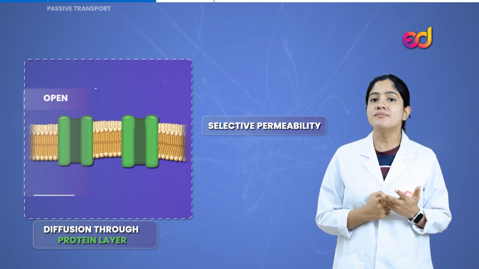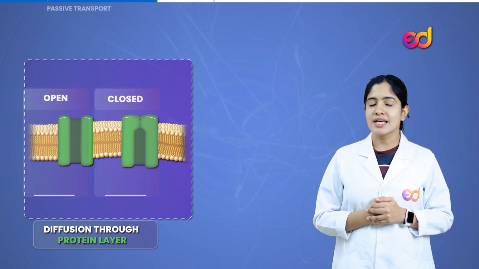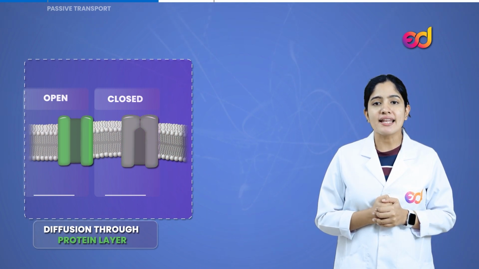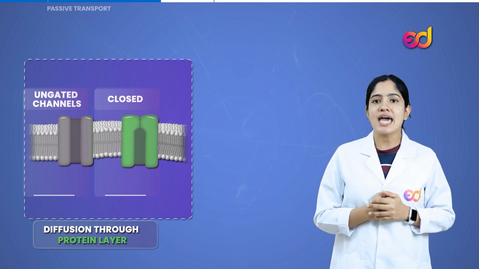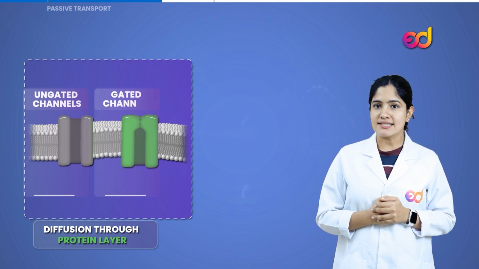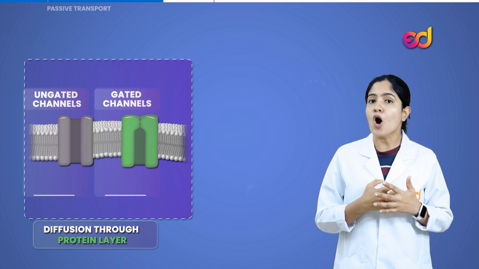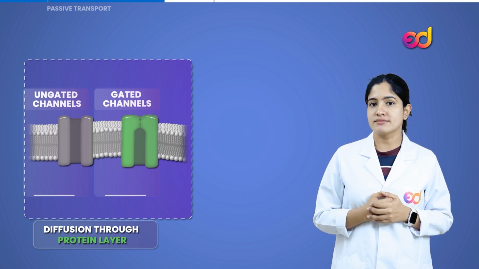Meanwhile, most of them are always closed. Continuously open channels are called ungated channels. Closed channels are called gated channels. These channels in turn are open only when required.